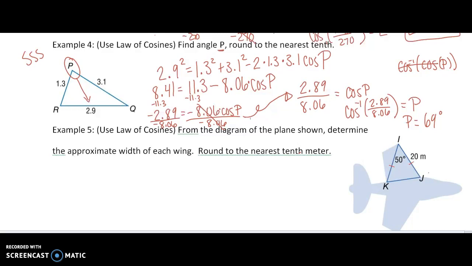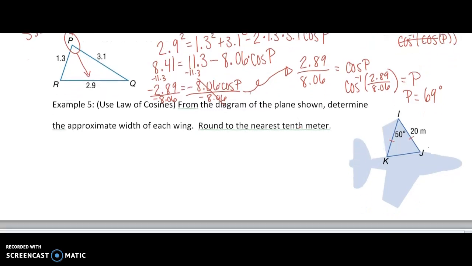I will walk you very briefly through example 5. It is just starting some of our modeling unit, but I don't think it'll hurt to just go through one of these with you. So for example 5, we're using law of cosines. From this diagram, we want to approximate the width of each wing. So width, that would be KJ. So I want to know what is this side. Normally I would use I since it is across from that. You'll learn in Algebra 2 that means something else, but I'll still do that today. So I want to know what that side is.